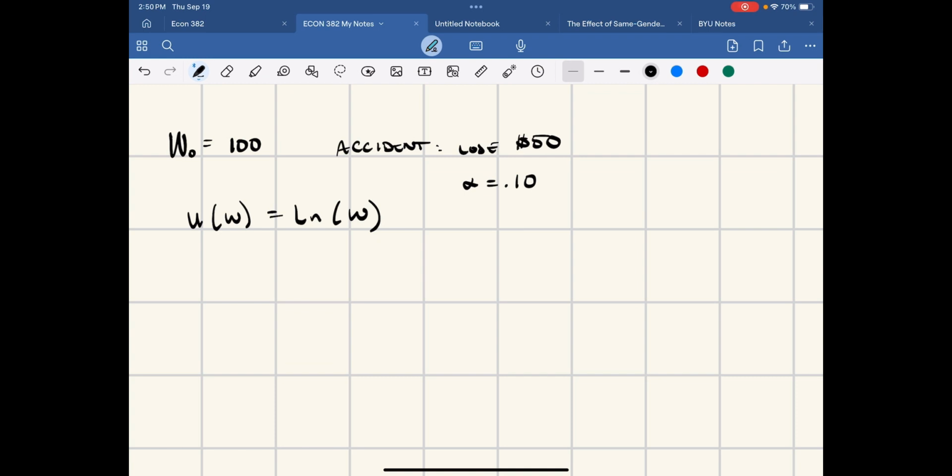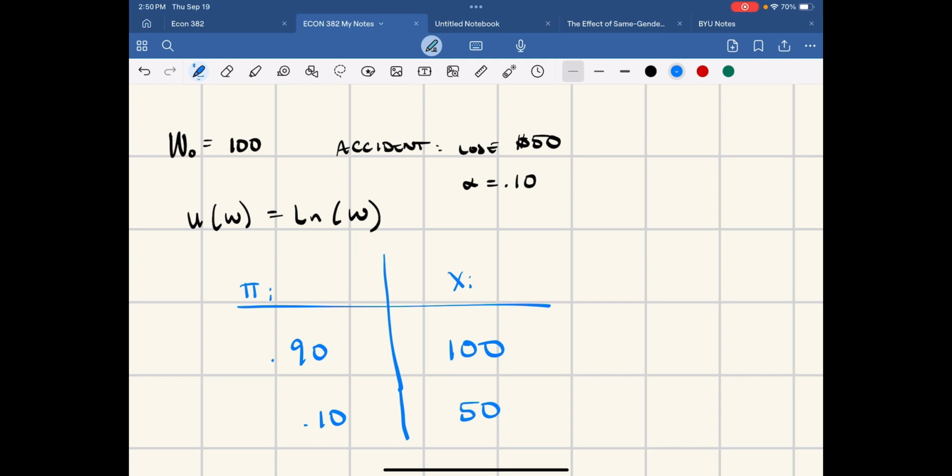So let's start by writing out the probabilities and the payoffs if they happen. So there's the probability, and here is the payoff. So there's a 90% probability that the individual keeps their initial wealth. And there is a 10% probability that the individual loses $50 and has an initial wealth of $50.